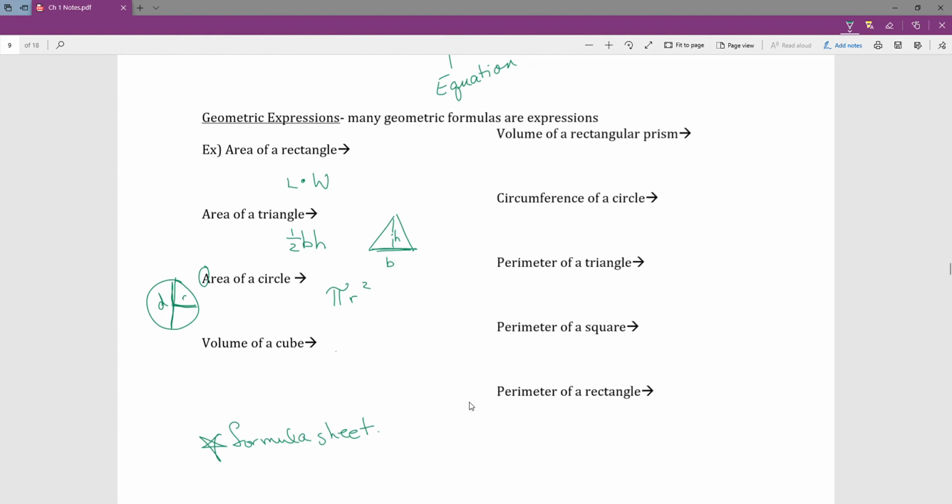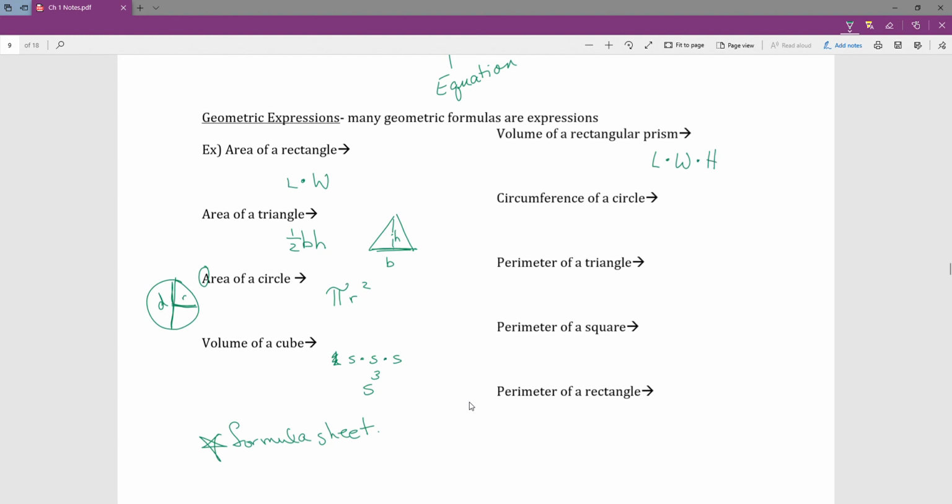The volume of a cube is side times side times side. And this is where we could talk about your exponent notation. That is a side cubed, the length of a side cubed. Sometimes I don't like S's because they start to look like 5s in my handwriting. Volume of a rectangular prism, the volume of a box basically, is length times width times height.